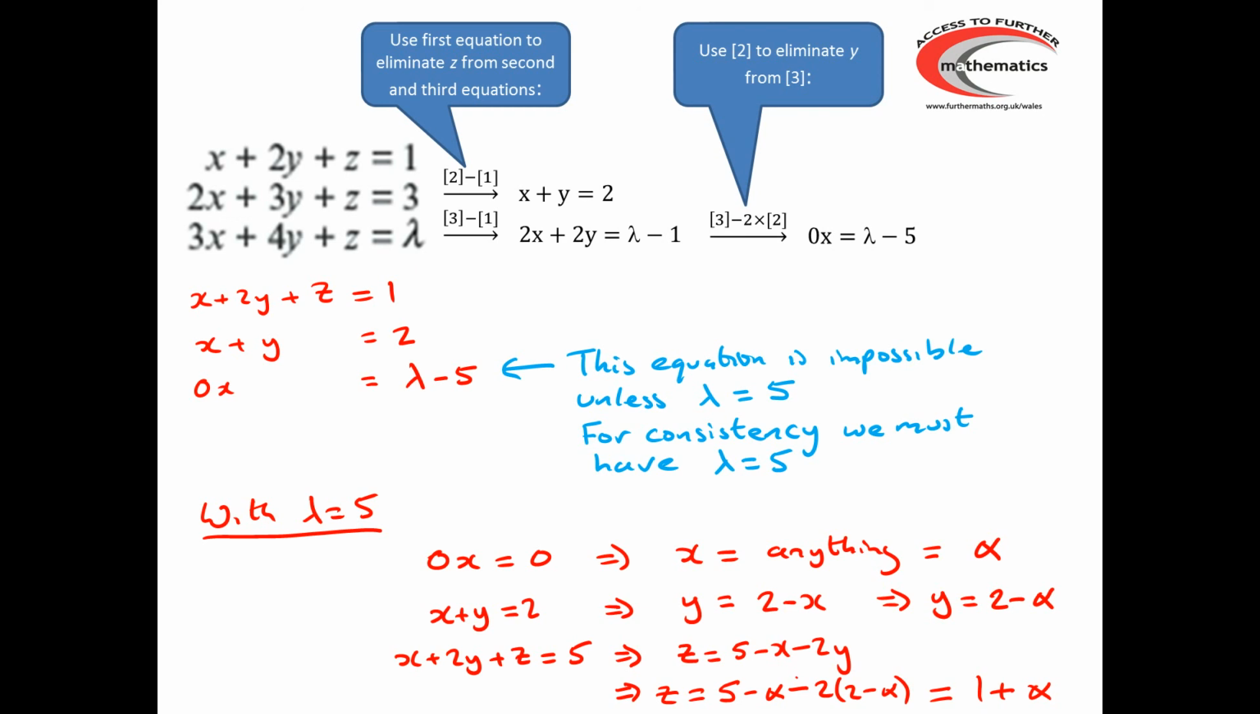The marking on this question, well, the 3 marks for reducing the equations to echelon form, followed by a mark for pointing out that lambda had to equal 5 for consistency, and then there were 3 marks for solving the system of equations in the case when lambda equaled 5.